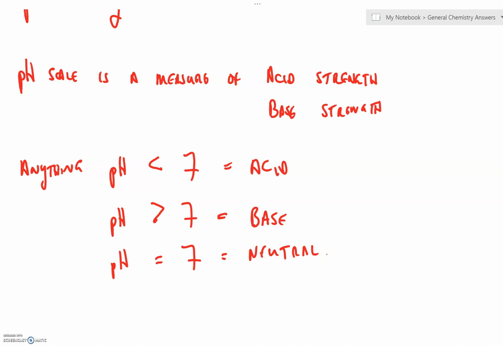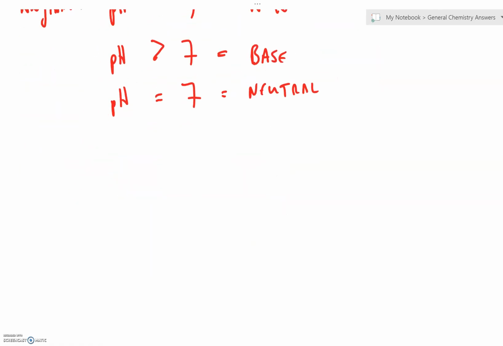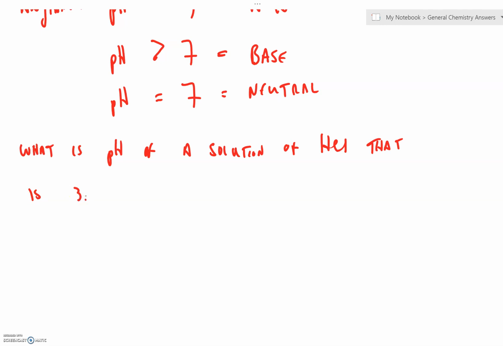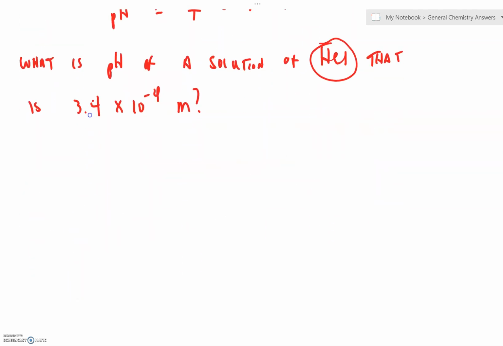So let's try a couple of these where we're going to actually use an acid and a base to calculate their pH. Okay? So here's the type of question you could expect me to ask. What is the pH of a solution of hydrochloric acid that is 3.4 times 10 to the negative 4th molar? Now, you know it's an acid, all right? You know that its pH should be less than 7. Here's how we're going to do this.